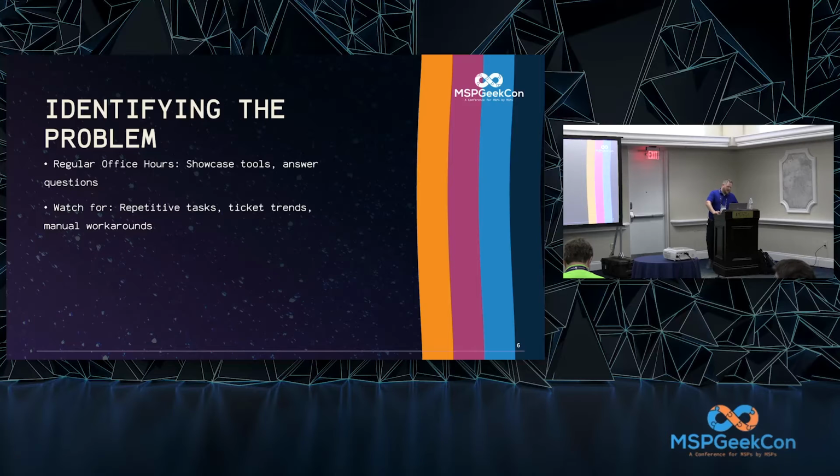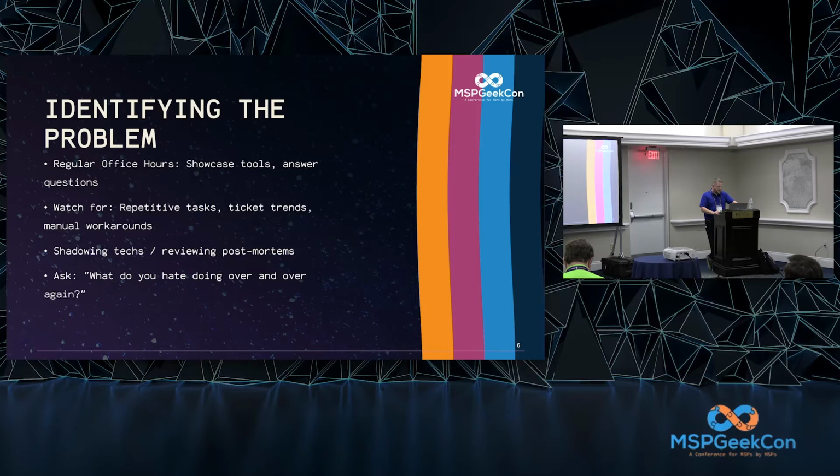Try to catch any repetitive tasks, look for ticket trends, try to catch people doing manual workarounds. That's a little harder to identify because technicians work on their own. Something I'm actually bad at is shadowing techs and trying to review the postmortems. And then just ask questions: what do you hate doing?